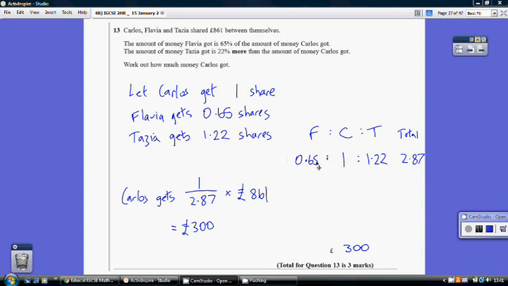So Flavia 0.65, Carlos 1, Tazia 1.22. In total, adding those three together, that's 2.87 shares. Now, how much money does Carlos get? Well, he gets 1 share out of 2.87. So that's 1 over 2.87. Multiply this by the amount of money being shared, the 861, and I get exactly £300.